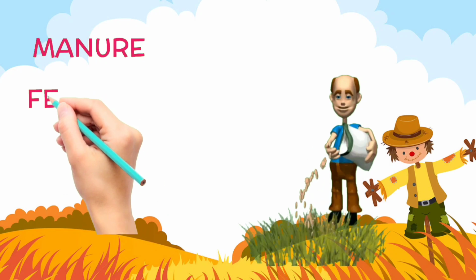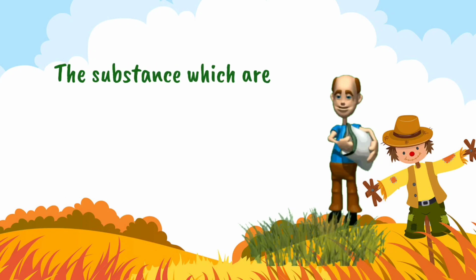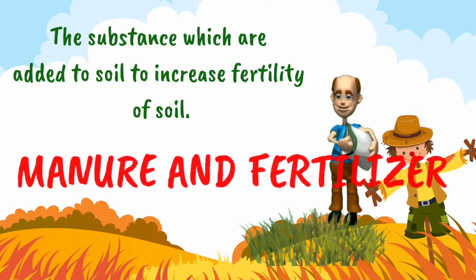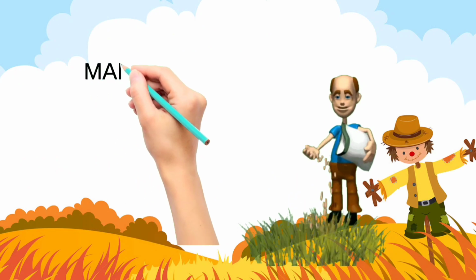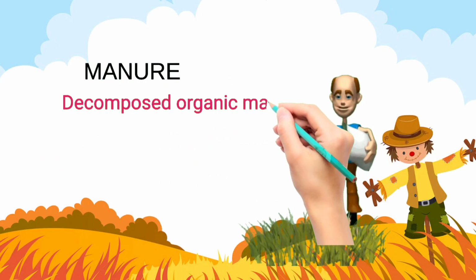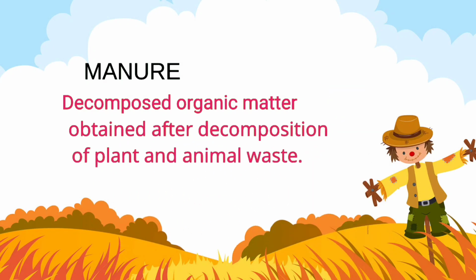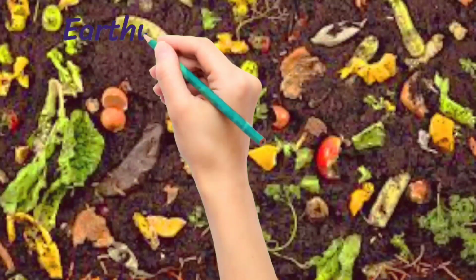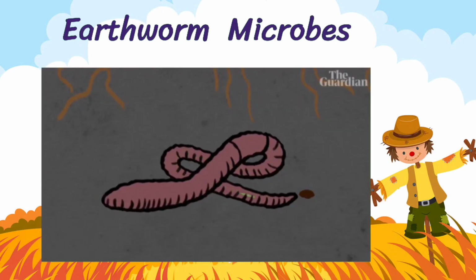Next is manure and fertilizers. The substances which are added to the soil in the form of nutrients for the healthy growth of plants are called manure and fertilizers. Manures are the decomposed organic matter obtained from plant or animal waste. Farmers dump plant and animal waste in pits at open places and allow it to decompose. The decomposition is caused by some microorganisms. The decomposed matter is used as organic manure.